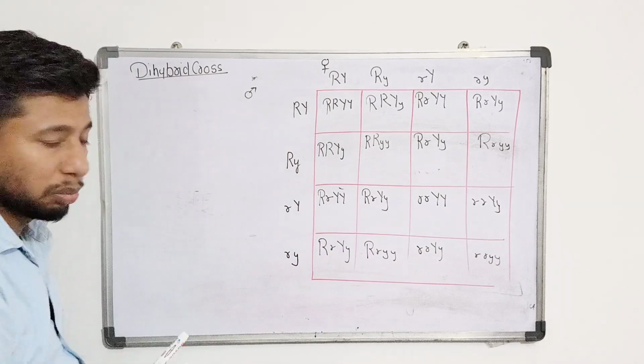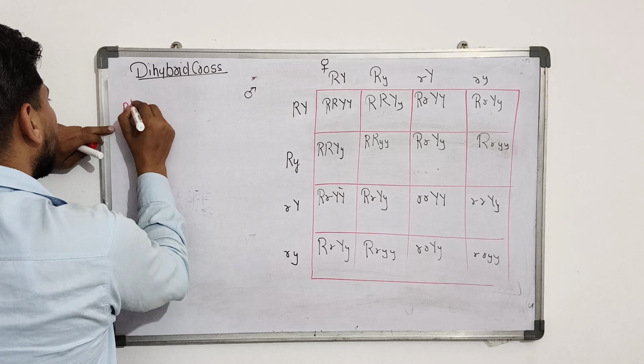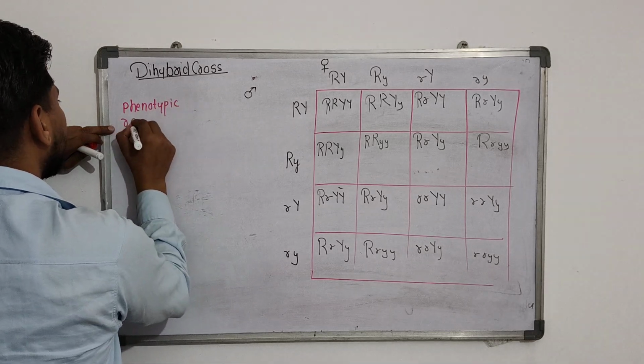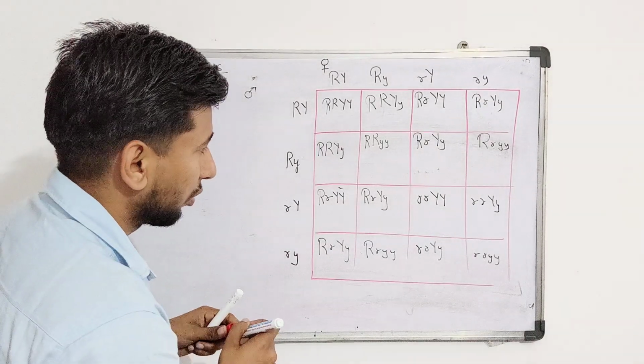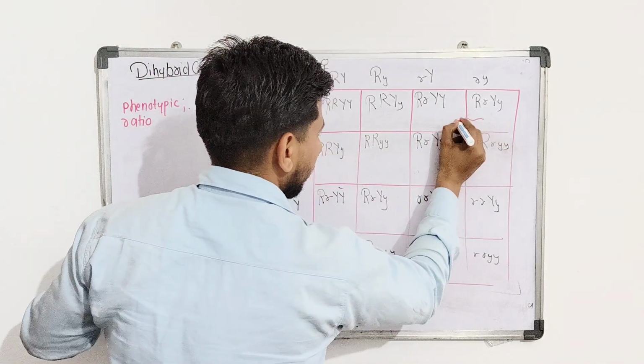Now we get the 16 progeny, and now we will calculate phenotypic ratio. The best and the easiest way to find out the phenotypic ratio is to draw this line.